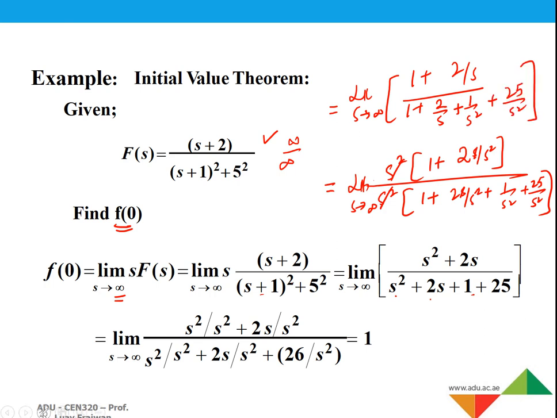Now if you put the limit s approaches infinity, 2 over infinity is 0, 1 over s squared is 0, 25 over s squared is 0. So we get 1 over 1, which is 1. So the initial value is 1 for this case.